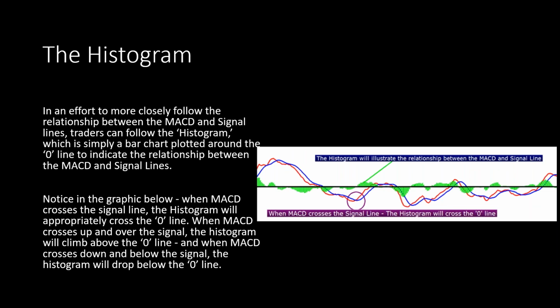So in an effort to more closely follow the relationship between the MACD and the signal line, traders will use a histogram, which is simply a bar chart plotted around the 0 to indicate the relationship between the MACD and the signal line. The histogram just gives you a more clear-cut visual representation of when those two lines are touching and crossing.